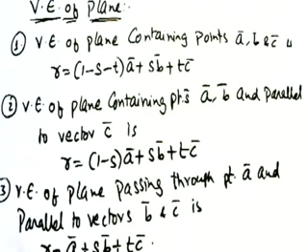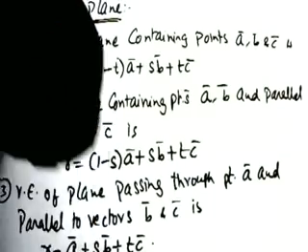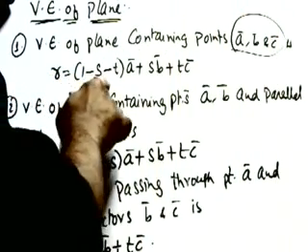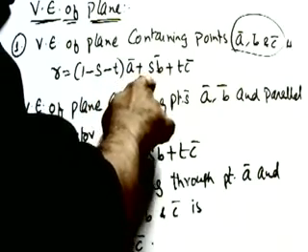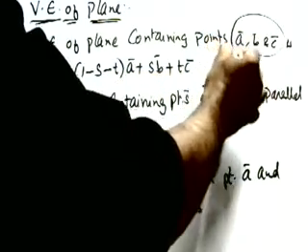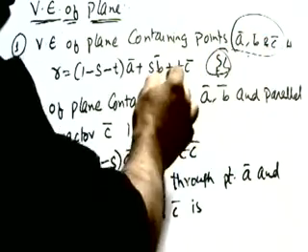Now, vector equation of a plane. We have three formulas for the vector equation of a plane. For the vector equation of a plane passing through 3 points, we use the formula r equals (1 minus s minus t) times vector a plus s times b plus t times c. Here s and t are some scalars.